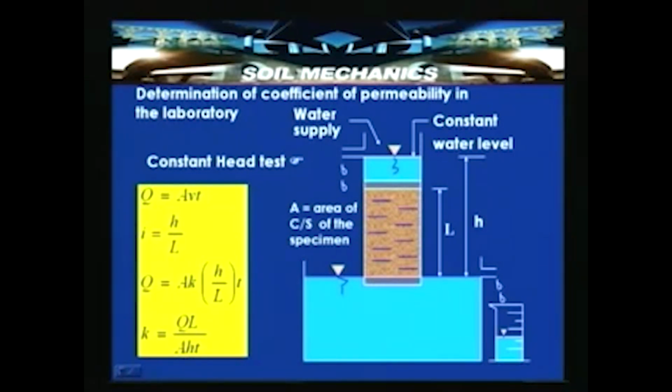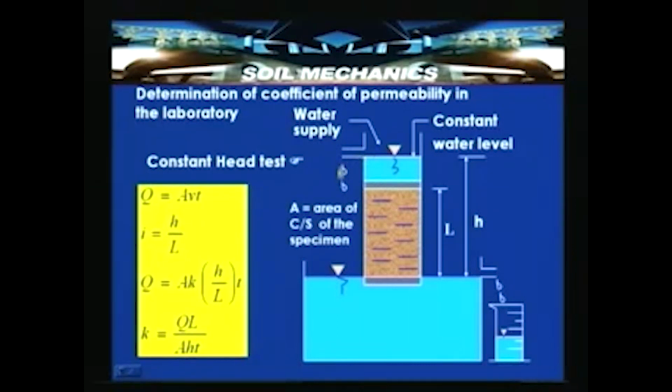One of the first methods for determining the permeability of relatively permeable soils, basically soils which are coarse grained in nature, is the constant head permeability test. The setup for this is explained in this slide. It shows a soil sample of thickness L, surrounded by two porous stones, one placed above and one below, and a constant head water level is maintained as shown in this figure.